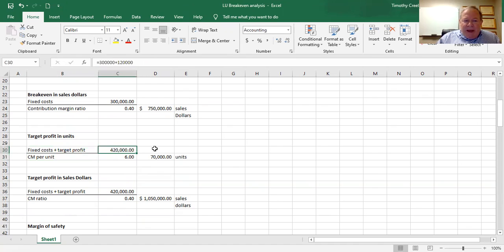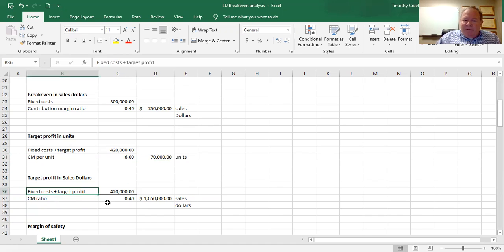Let's say that our fixed cost again are 300,000, like we looked at before. But let's say we want to make $120,000. Let's say that that is our desired target profit. And so we'd put in the 300,000 plus the 120. It equals 420,000 total. We would divide that by 6, and we would need to sell 70,000 units, not only to break even, but to meet our goal as far as a certain level of target profit.